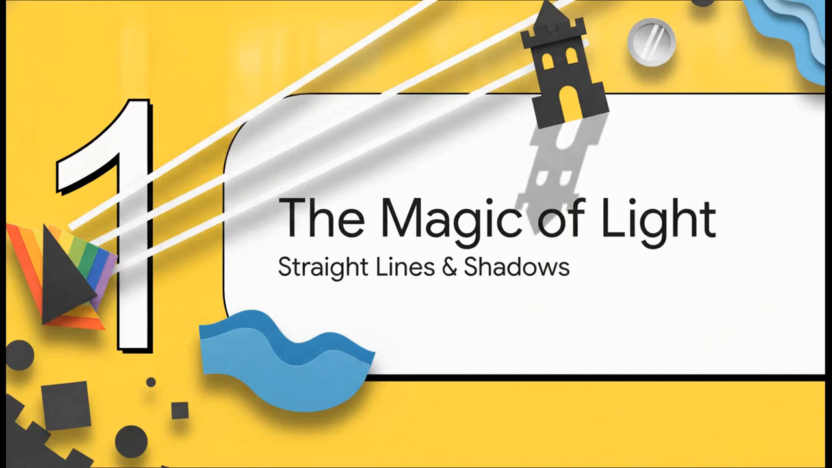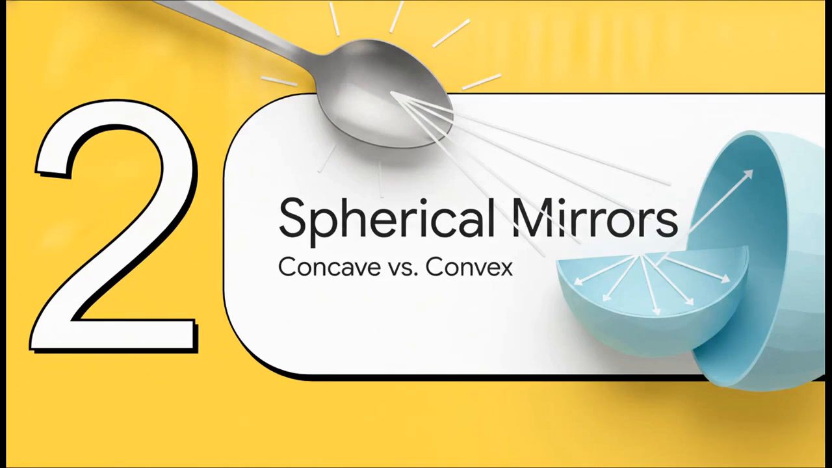The magic of light. Straight lines and shadows. The absolute crucial takeaway here is that light pretty much always travels in straight paths. And that perfectly explains why solid objects cast such sharp, precise shadows. Moving right along to Section 2, spherical mirrors, concave versus convex.